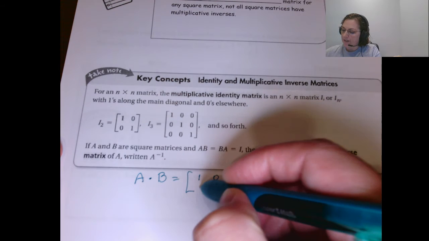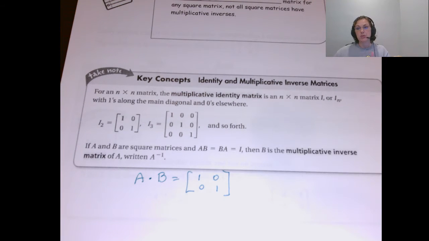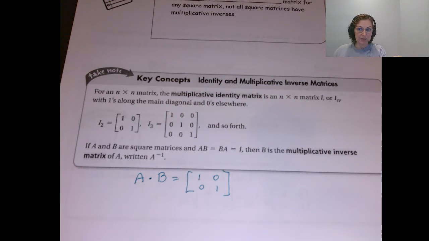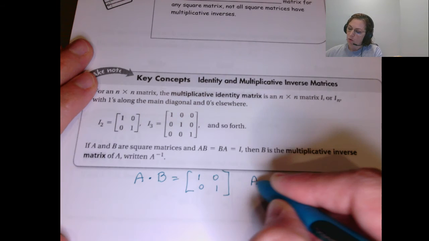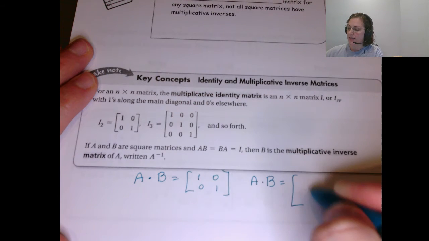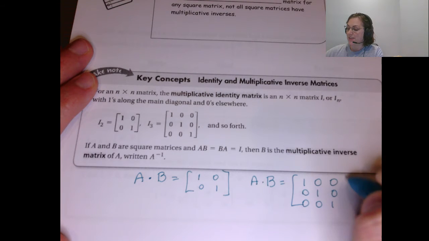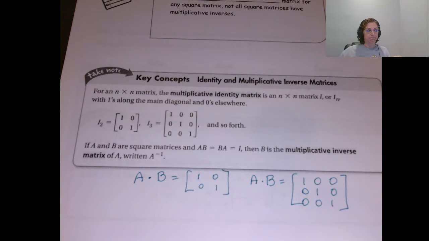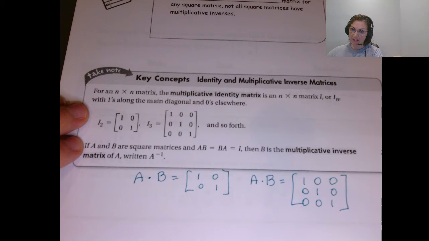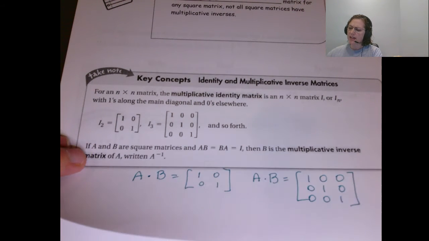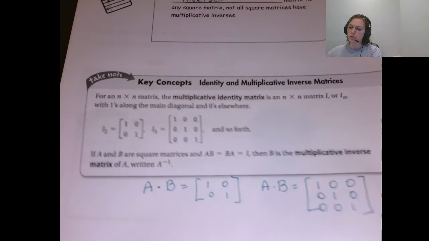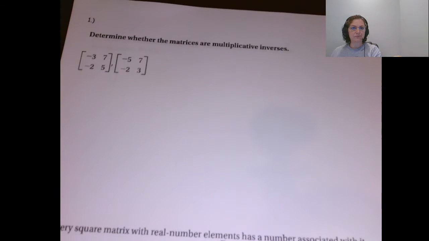So if we were dealing with a 2 by 2, then the two matrices would multiply together to give us this multiplicative identity. Or if we were dealing with 3 by 3s, the two matrices would multiply together to give us this multiplicative identity. Okay, we're going to let the Desmos matrix calculator do the heavy lifting for us on this one. But I want you to get the general idea of what it is we're looking for. So let's look at number 1 here.